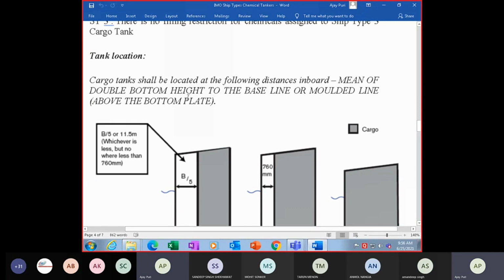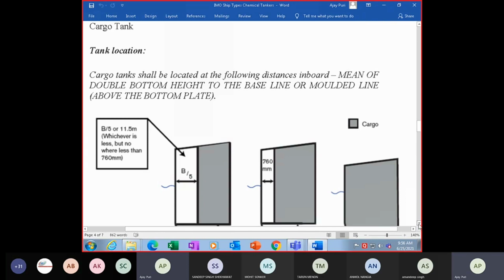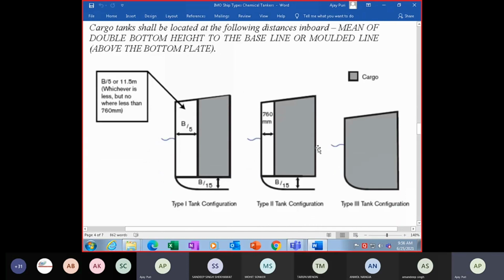So cargo tank shall be located at the following distance mean of double bottom height to the baseline or molded line above the bottom plating. So the requirements here, you have to make the diagrams also there. B by 5 or this double hull will be for type 1, B by 5 or 11.5, whichever is less. And at any corners here, it should not be less than 76 centimeters. Here, the roundings. But this should be B by 5, double bottom will be B by 15.